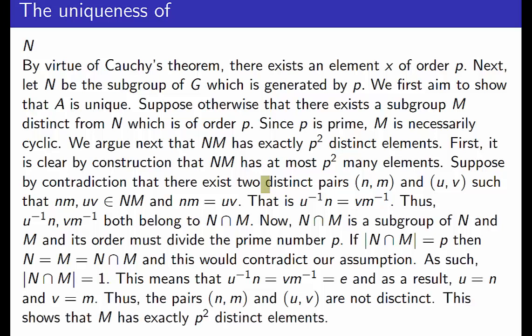I mean here that the pairs are distinct, and this gives us the desired contradiction, telling us that NM has exactly p squared distinct elements.